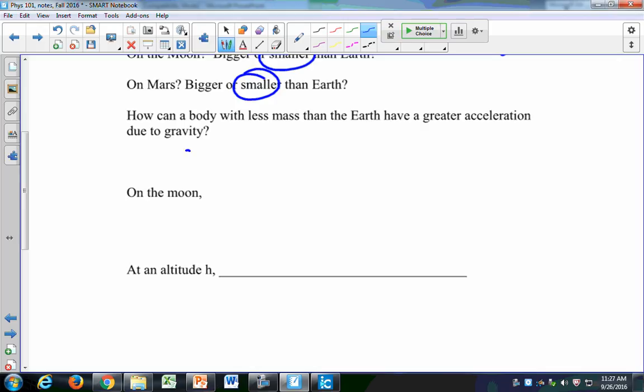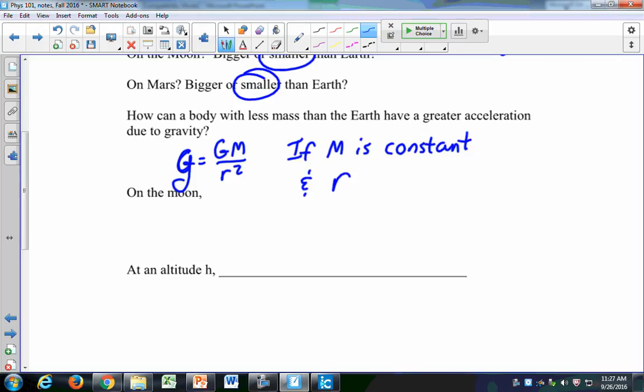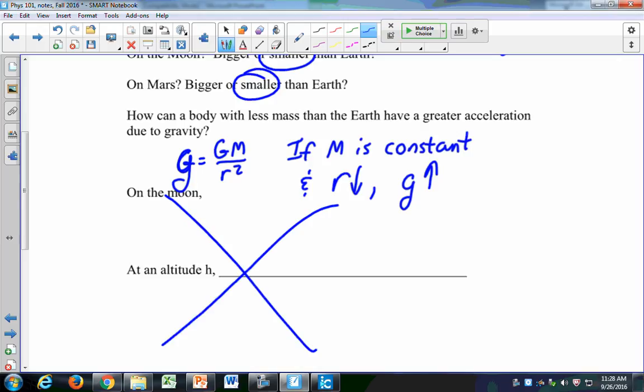So remember, little g is equal to big G m over r squared. And so if m is constant and r decreases, the acceleration due to gravity will increase. If I keep this constant, if I make this smaller, that means this will get bigger. Let's skip this thing about the moon. It's not terribly important.